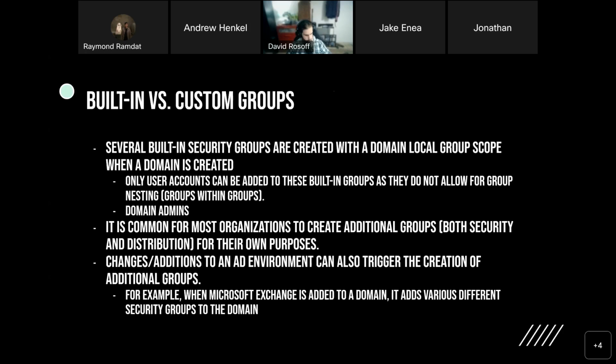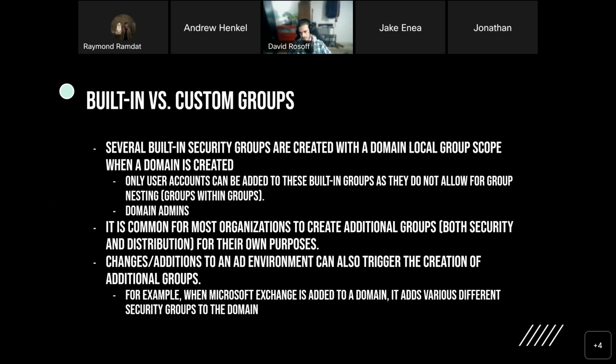And then lastly, no, not lastly, we're not done yet. We have, like I was saying, built-in versus custom groups. There are a lot of built-in groups that are created when you set up the domain. So for example, you have domain admins, which are the admins of the domain. You can actually only put users in these built-in groups, so you can't nest groups inside of built-in groups, which is Microsoft's way of forcing you to keep it less complicated.